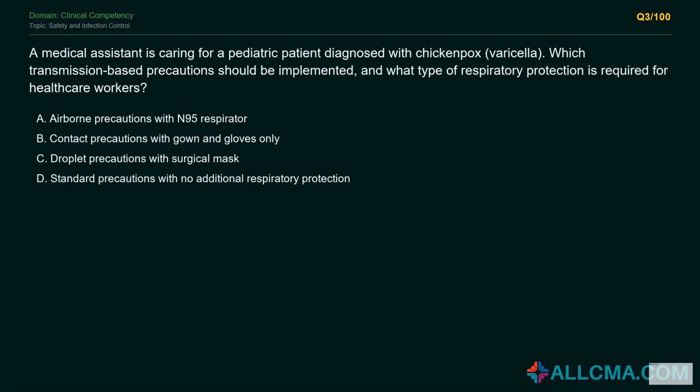Question 3. A medical assistant is caring for a pediatric patient diagnosed with chickenpox, varicella. Which transmission-based precautions should be implemented, and what type of respiratory protection is required for healthcare workers? Option A. Airborne precautions with N95 respirator. Option B. Contact precautions with gown and gloves only. Option C. Droplet precautions with surgical mask. Option D. Standard precautions with no additional respiratory protection.